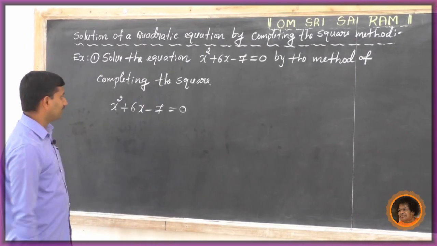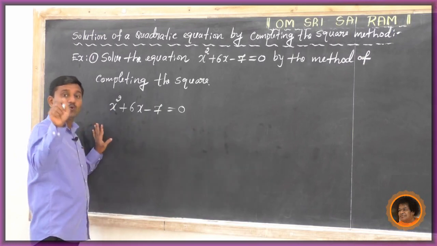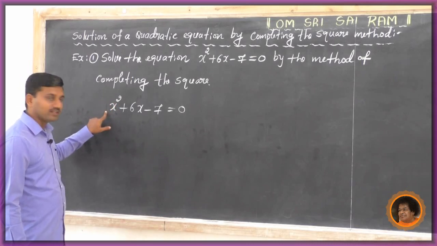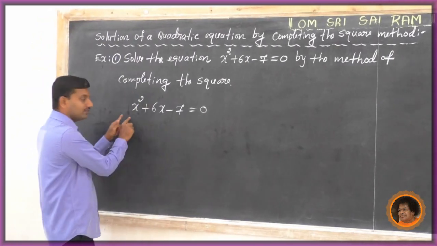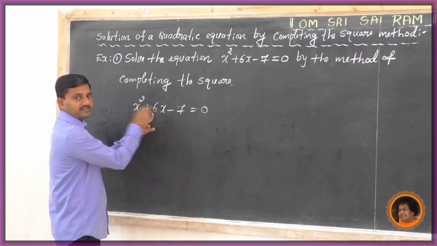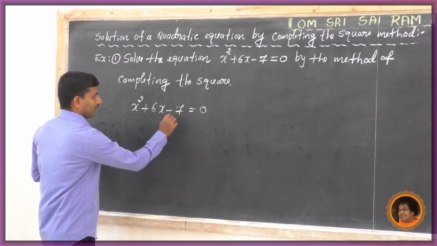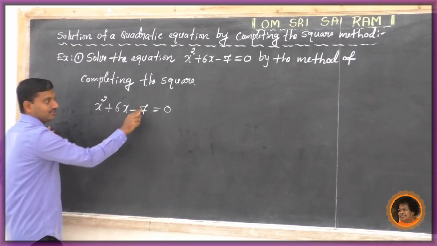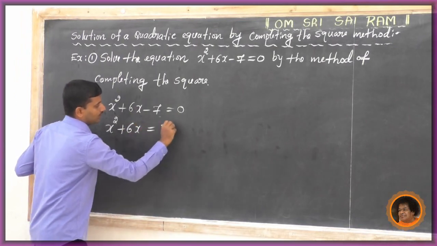The next step is to look at the coefficient of x square. Here the coefficient of x square is 1. Suppose the coefficient of x square is 1, then take the coefficient of x. Here the coefficient of x is 6. Minus 7 is the constant term. Transpose that constant term to the right hand side: x square plus 6x equal to 7.